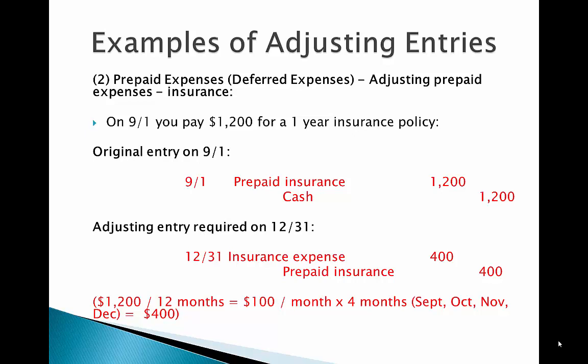The adjusting journal entry required on 12/31 would be to debit insurance expense and credit prepaid insurance for $400. $1,200 divided by 12 months would be $100 a month, times 4 months, the months of September, October, November, and December, so you get the amount of $400.